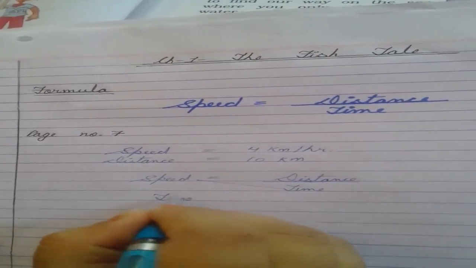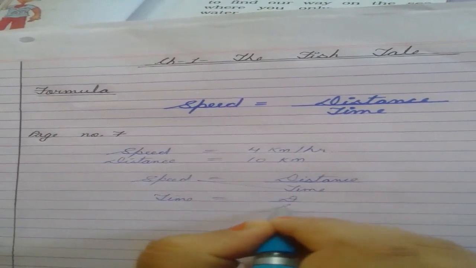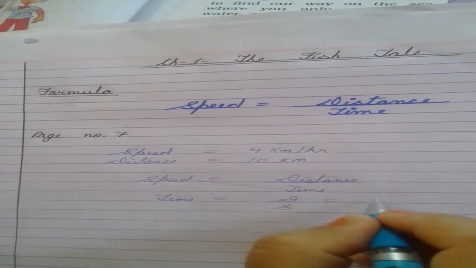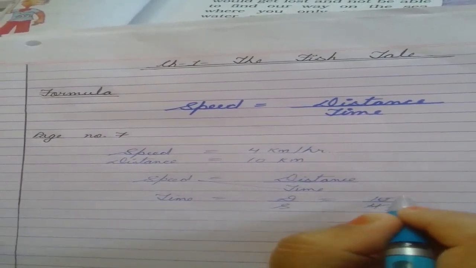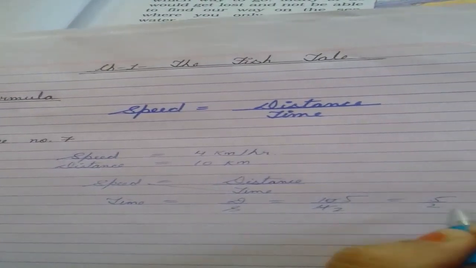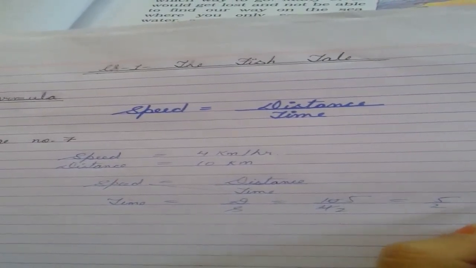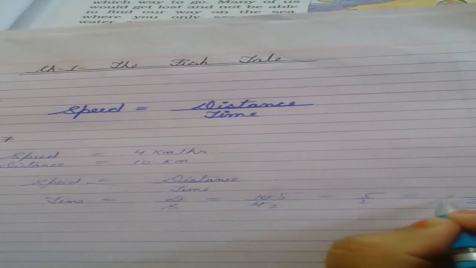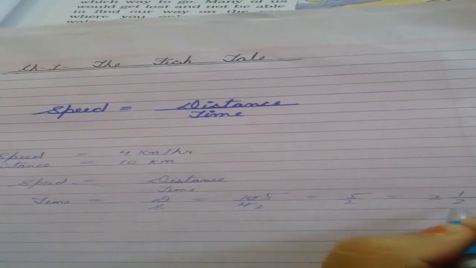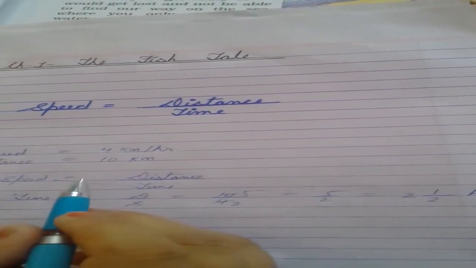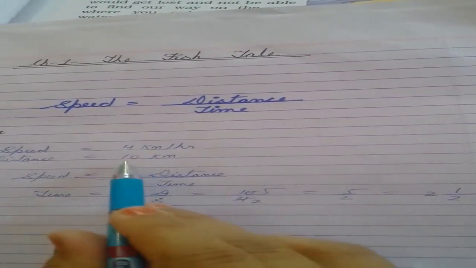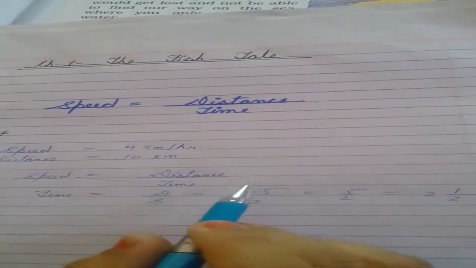So time is equal to distance upon speed, that is distance is 10 km and the speed is 4 km per hour. So 2 2s are 4, 2 5s are 10. So what we are left with is 5 upon 2. Okay, if you change it into the form of a fraction, it will become 2 2s are 4 and 1, that is 2.5 hours. Okay, so that means this logboat will take 2.5 hours to cover a distance of 10 kilometers.